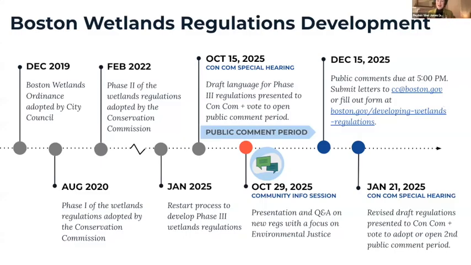So really briefly, just to orient us all in time, as many of you know, the Wetlands Ordinance was passed way back in 2019. And so the process of developing the regulations and performance standards started soon after that and has been ongoing. There's been a lot of really great work that's gone into working on drafts of these regulations. And most recently, for this process, we restarted with the intention of finalizing these phase 3 wetlands regulations for a number of different areas that the Conservation Commission has jurisdiction.